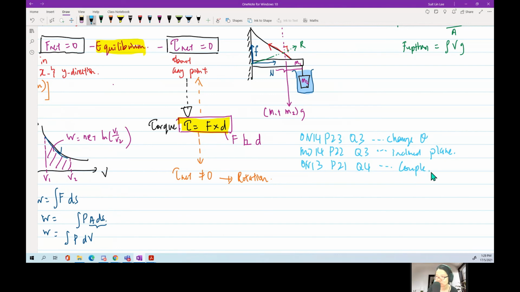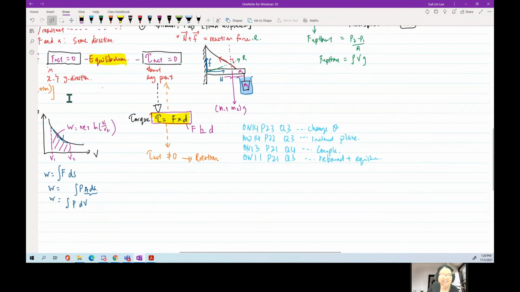Couple. Torque on a couple. Okay, and if you have not tried this slightly interesting rebound plus equilibrium question, go try. Go try. Okay, I think that's it for equilibrium. The rest feels very generic. Okay, what else? What else?